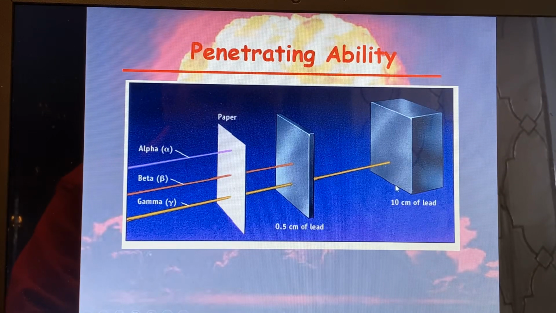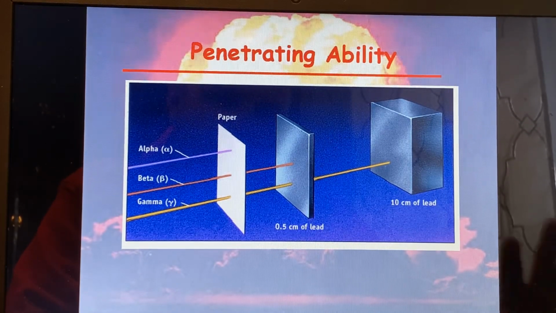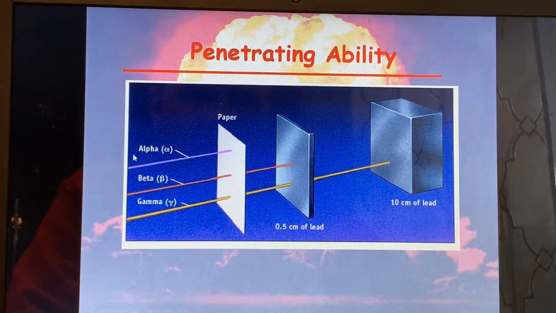When you get to a nuclear reactor, I think it's like 10 or 15 feet of concrete, and then they'll have like 5 or 10 feet of lead shielding just to protect the core from any of the radioactive materials getting out of the core in there. So that's penetrating ability. Alpha gets stopped easiest, then beta, then gamma goes through the most.